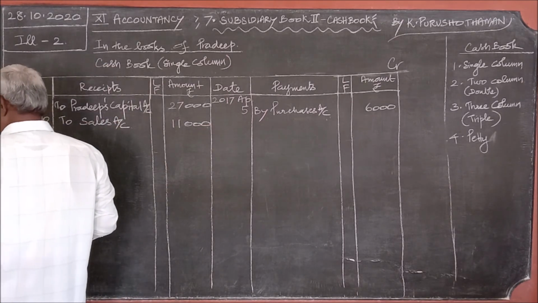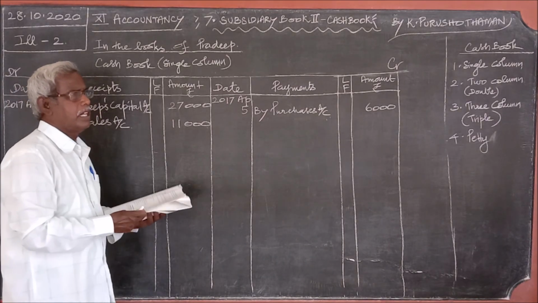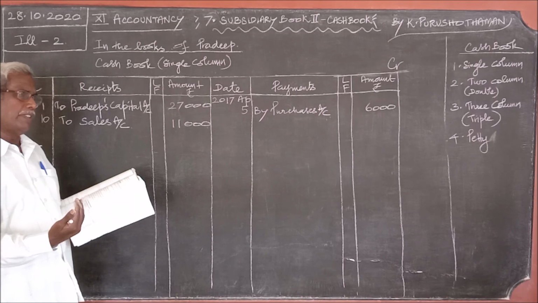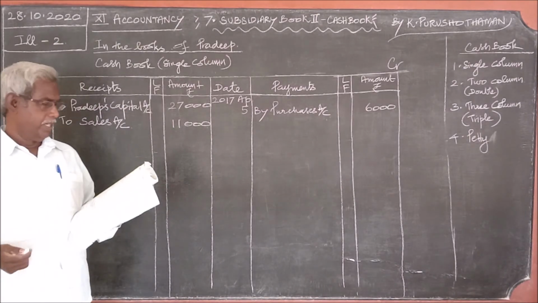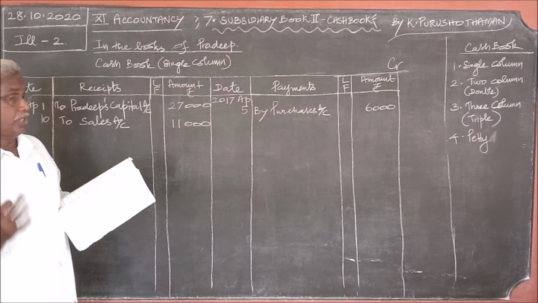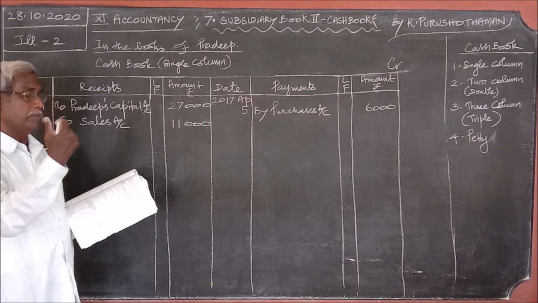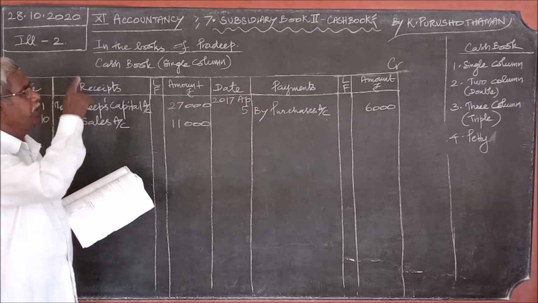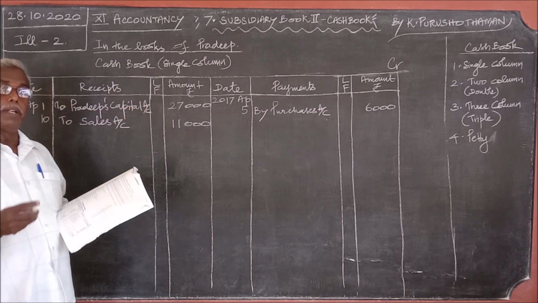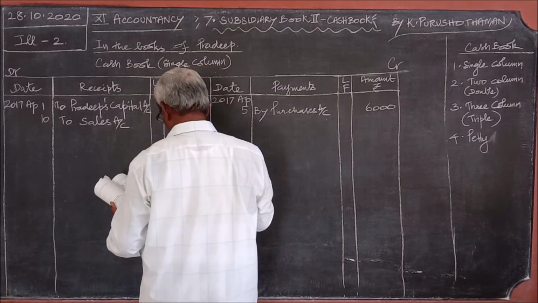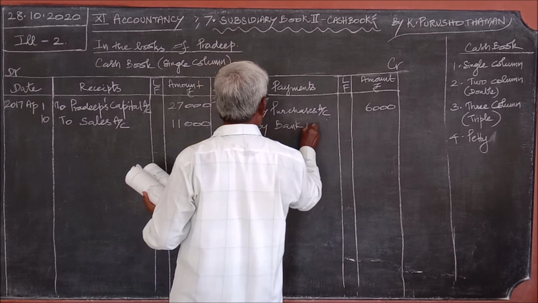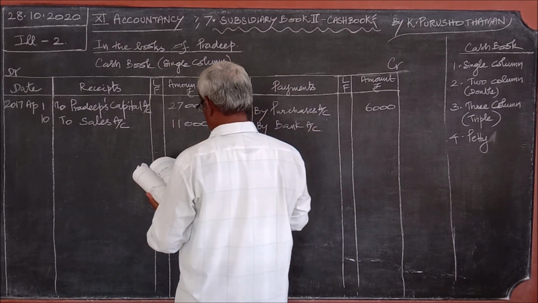Then after 10th, 13th, paid into bank. When the amount is paid into the bank, will the cash go out of us or will it come to us? That is the only question. Not the bank, whether it is going inside the bank or coming out of the bank. It is from Pradeep. Pradeep has paid the money into bank. Therefore, the cash goes out. So what entry here on 13th? By bank account, 5,000.